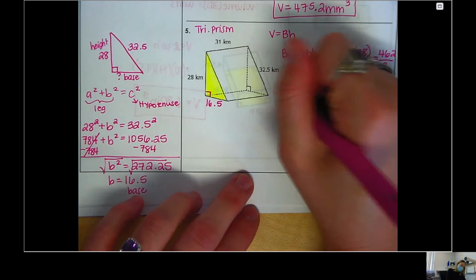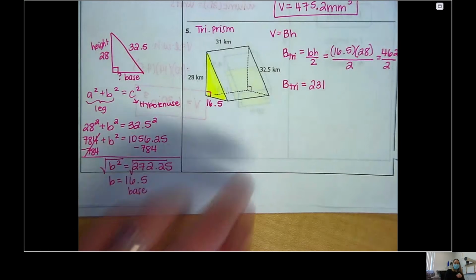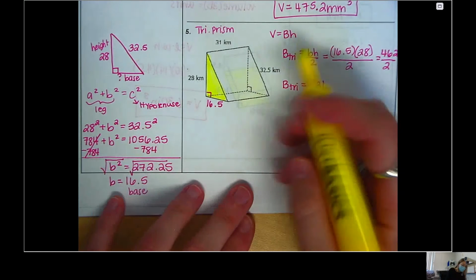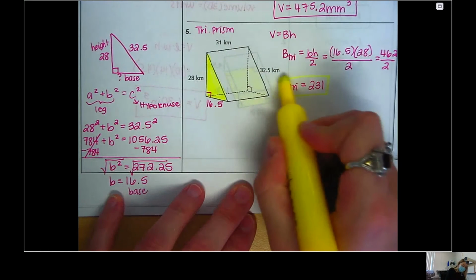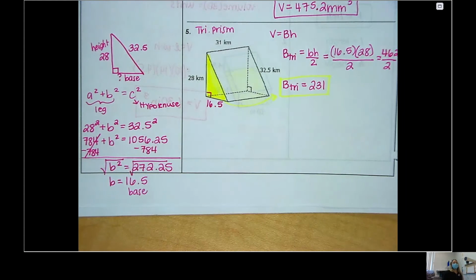So my area of the triangle is 231. So that is just the area of the triangle. Just that one piece. So we did all that work. We had our prism, and all we've done so far is find the area at the bottom, the triangle. What do I still need to do with that area at the bottom?